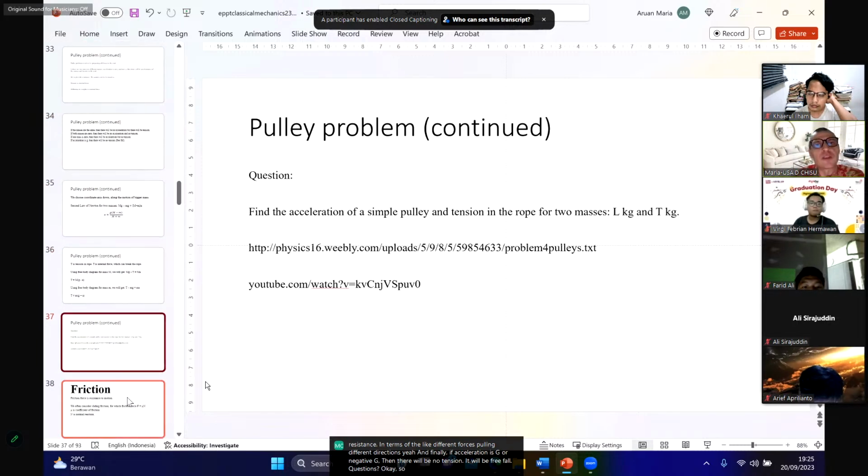Okay, so slide 37 asks you to find the acceleration of a simple pulley situation and the tension in the rope for two masses. Questions?